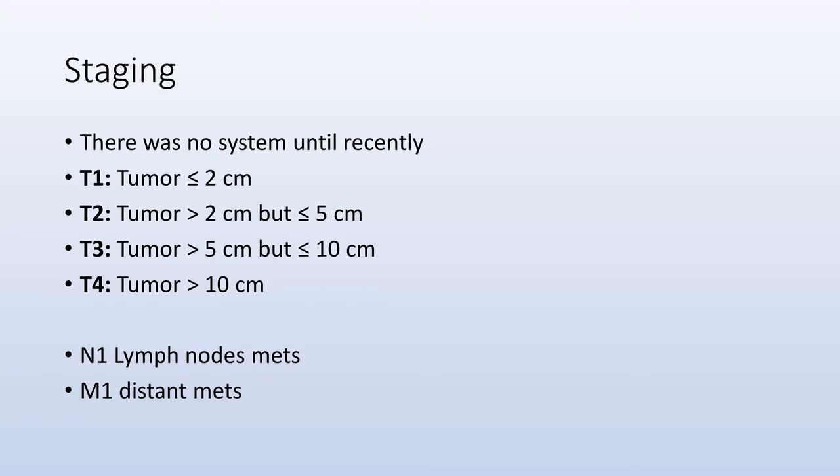But the T plays a crucial role in the staging according to the size. So it's easy to remember as well. T1 is less than 2 centimeters. If they are between 2 and less than 5, then they are T2 tumors. If they are between 5 and 10, they are T3. Tumors more than 10 centimeters are T4 lesions. And the prognosis will be proportional to the stage of the tumor.